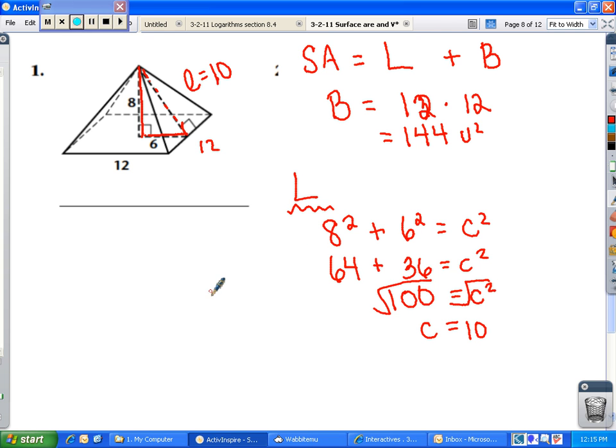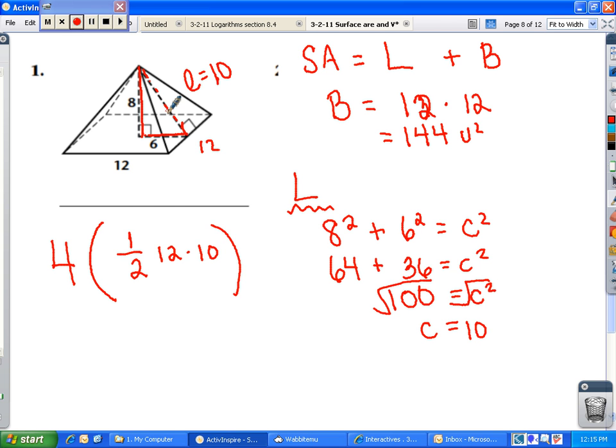Now that I have my slant height, I'm going to calculate all of my lateral surfaces. How many lateral surfaces do I have in a square pyramid? 4. Since this is a square, I know I have 4 triangles. Are they all the same? Yes, because all of them have a base of 12, and all of them have that slant height of 10. So whatever I get for one of those triangles, I'm going to multiply it by 4. How do I find the area of a triangle? Half base, which is 12, times my height, which I found as 10.